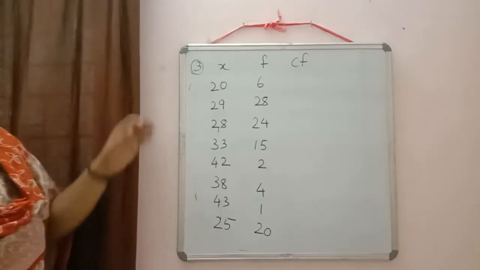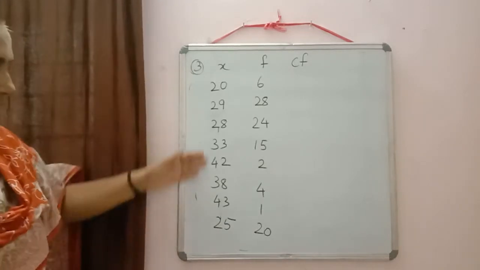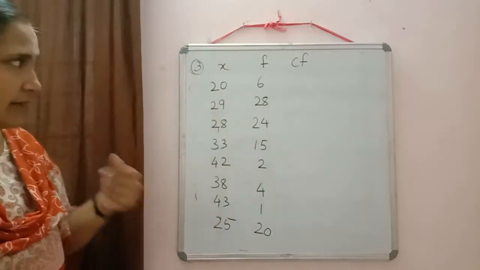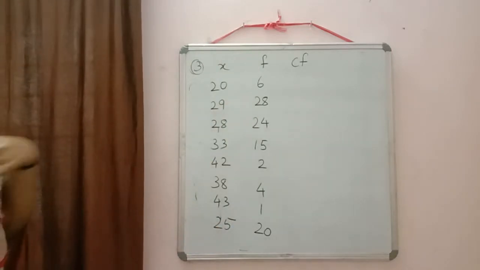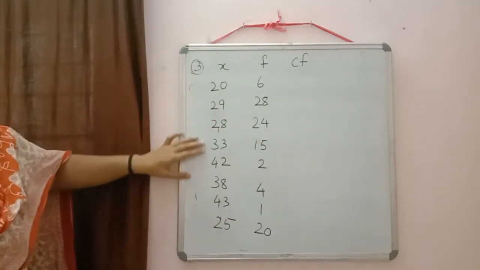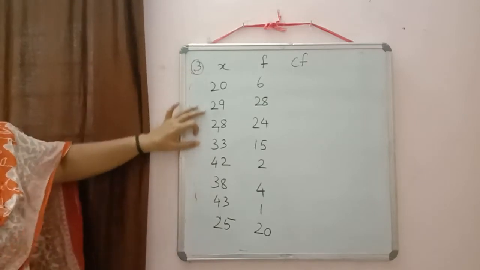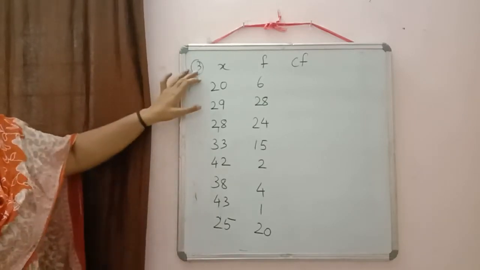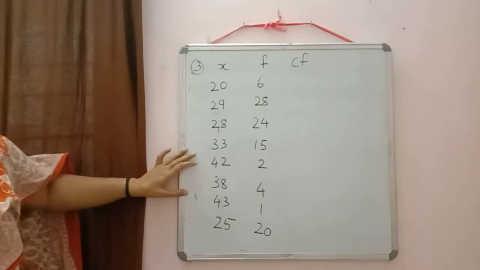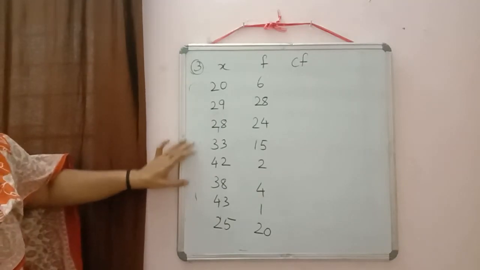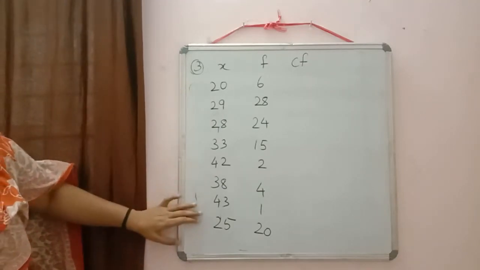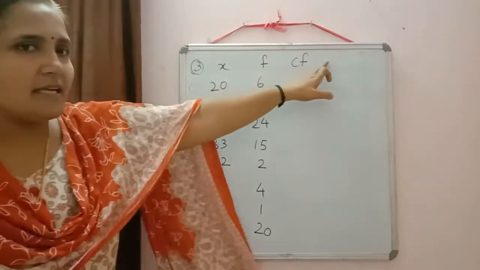Now all of you check the next question written. Again x is given and f is given. But now, just to check, the observations here are not arranged in ascending order. Observations should always be written in ascending order. So shall I write the observations here only?